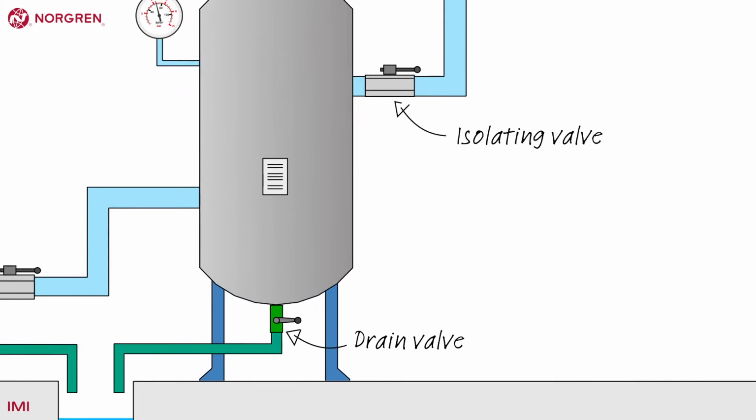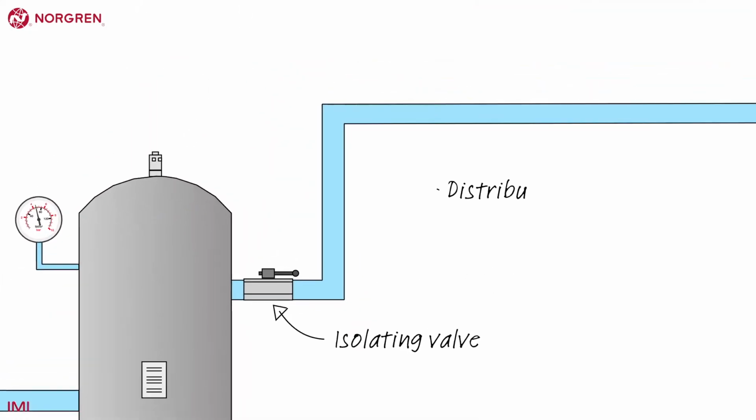The isolating valve allows the supply of air to be disconnected from the ring main. The distribution pipe allows all the energy stored in the air to circulate through the system.